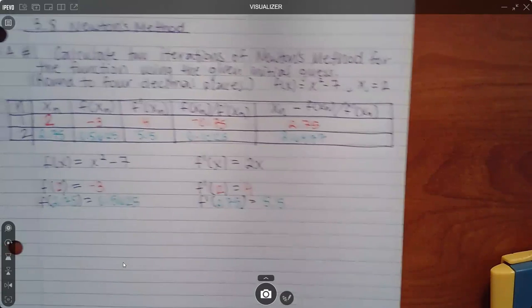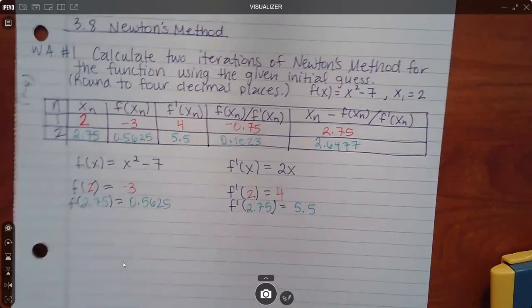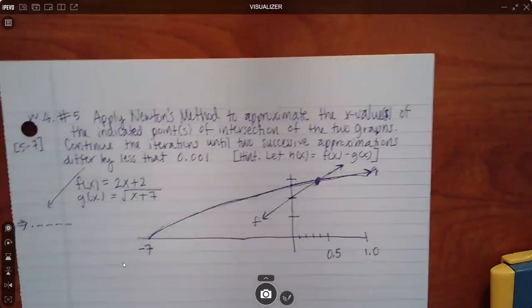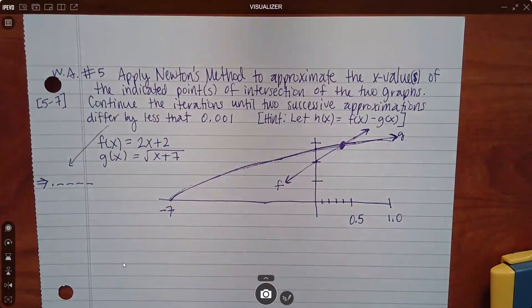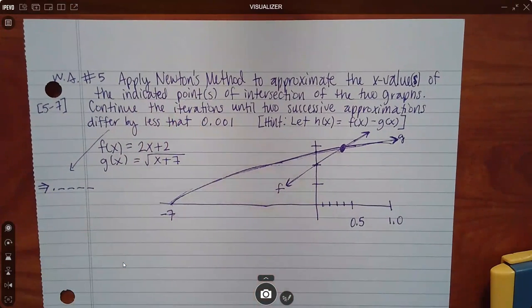Okay. Now there's another kind of problem where they word it different, but they do give us a picture. So I had one of those picked. So this one's like number 5, okay? So number 5 says, apply Newton's method to approximate the x values of the indicated point, or points, mine is just 1, okay? So there's no s, it's just the indicated point of intersection of 2 graphs.